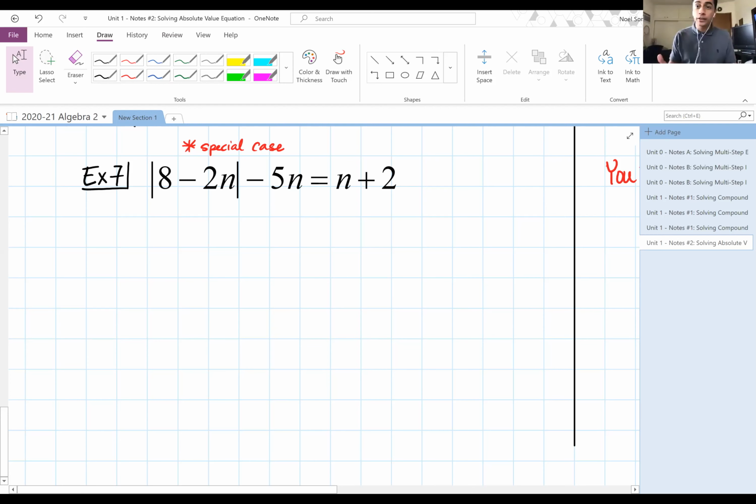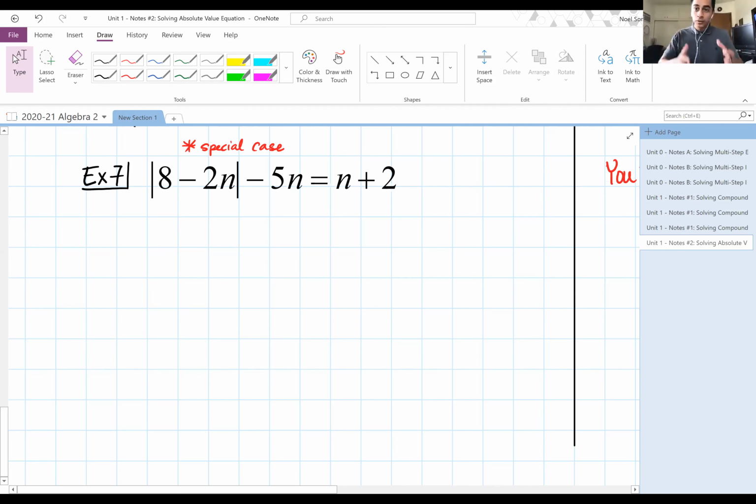All right. So the reason why this one is a special case is because you have variables inside of the absolute value and you have variables outside of the absolute value. In every other problem that we worked on, the variable only existed inside the absolute value. And on the outside was just a bunch of constants, right? They were just values, just numbers, no variables. So in this case, I have my absolute value of 8 minus 2n minus 5n on the outside, and then that's equal to n plus 2, okay?